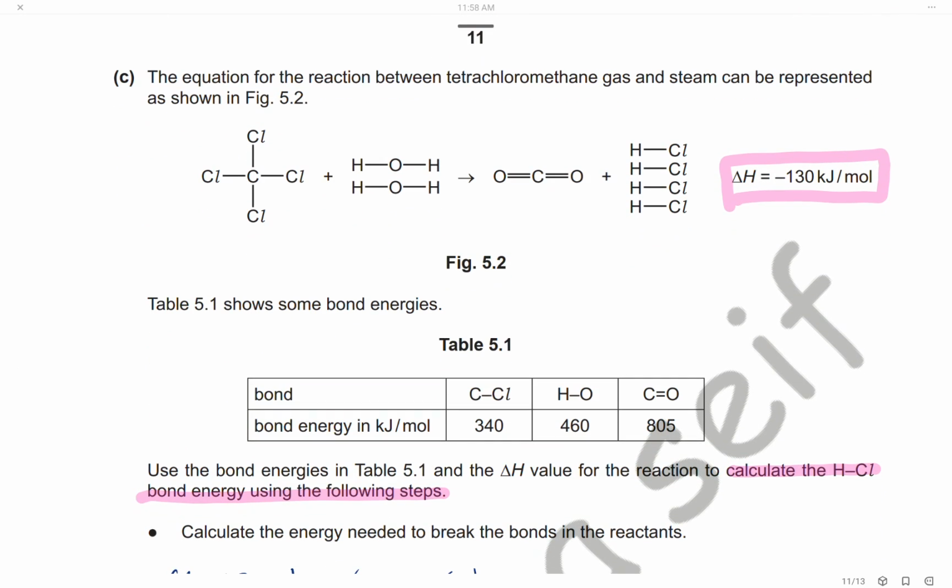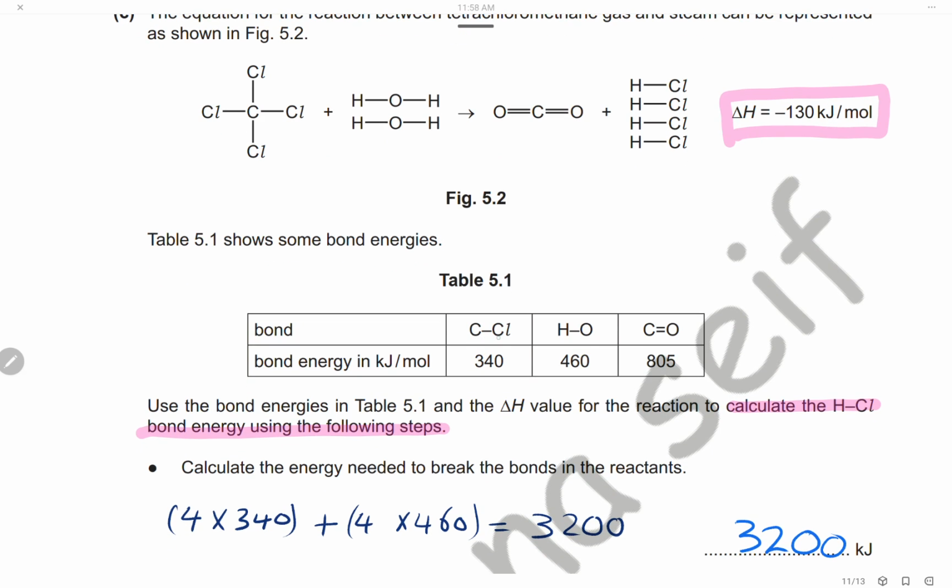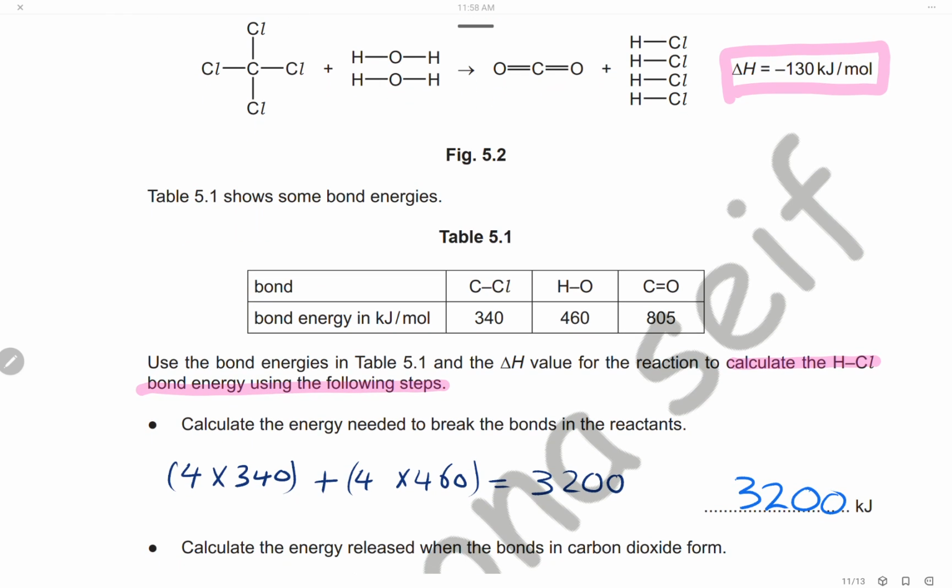C. The question of the reaction between tetrachloromethane gas and steam can be represented by the following equation. Here we have the bond energy between carbon and chlorine, hydrogen and oxygen, then carbon double bond oxygen. Use the bond energy in the table and the delta H value here given, which is minus 130 kilojoule per mole, to calculate the bond energy between hydrogen and chlorine.